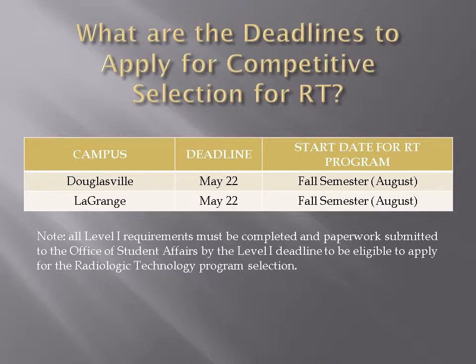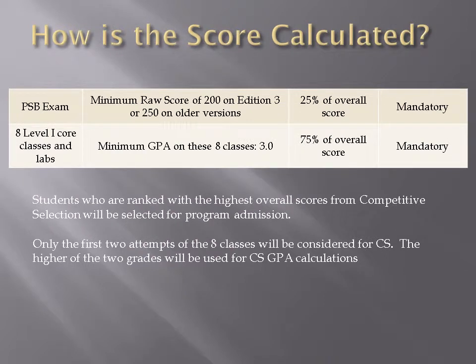How is the score calculated? For the PSB exam, you need a minimum raw score of 200 on Edition 3 or 250 on older versions. This comprises 25% of your overall score and is mandatory. The score from your 8 Level 1 core classes and labs minimum should be 3.0 GPA. This comprises 75% of your overall score and is mandatory.